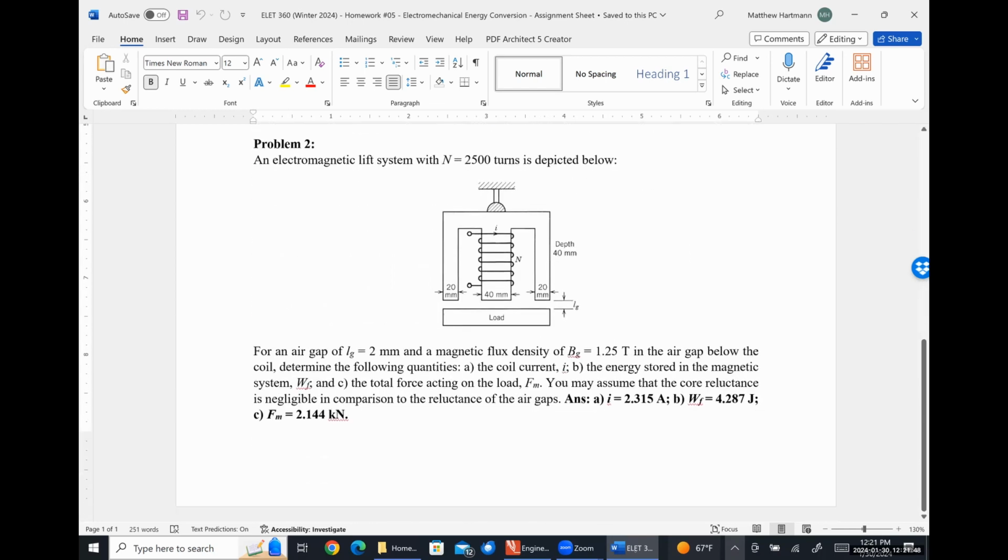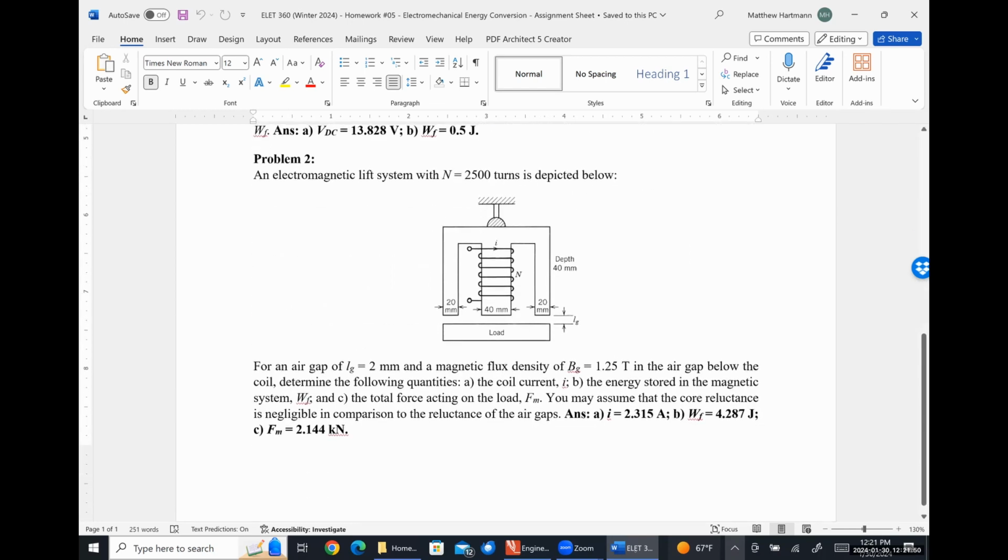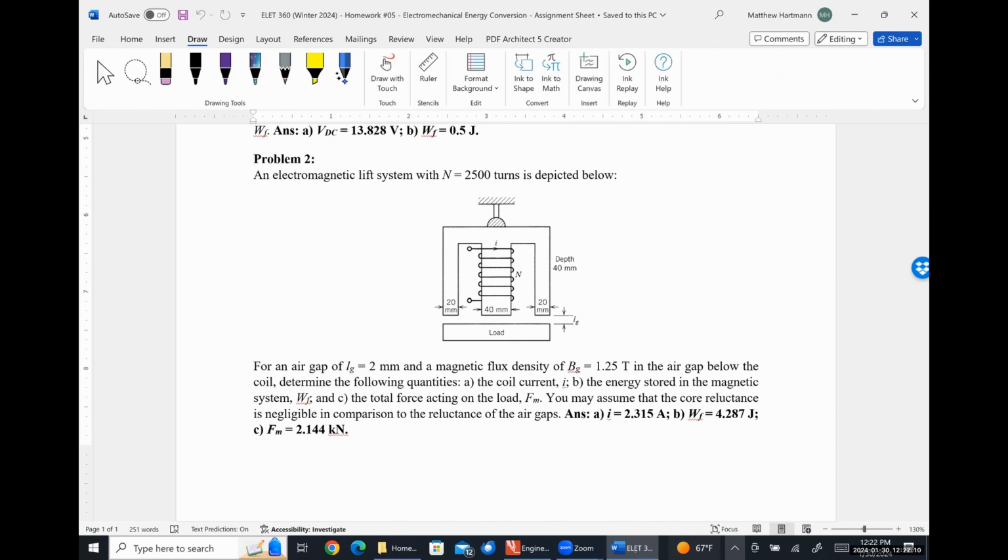Problem 2 is something pretty similar, except that we have an odd shape. So we're going to have to pay attention to what's going on with this, right? Effectively, we have a coil on that central leg that's going to be driving some amount of flux around this magnetic circuit. So let me go to draw here and let me figure out how to change the color.